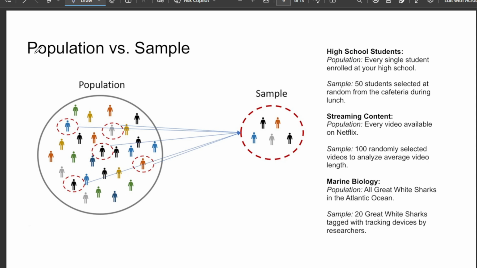Okay, population versus sample. A population is the whole group that you want to measure. If a sample, you take some of the people or some of the elements in the group, which will be a measure to estimate the average, so let's say the average GPA score of those 10,000 people.